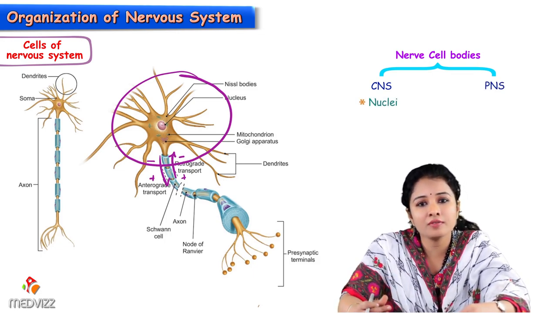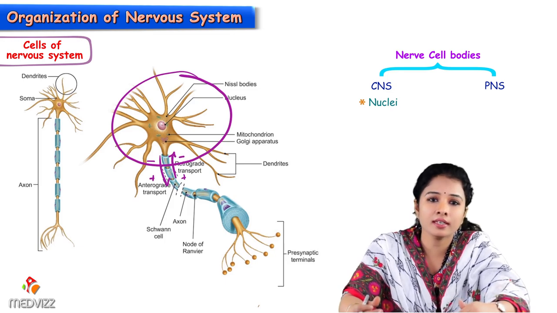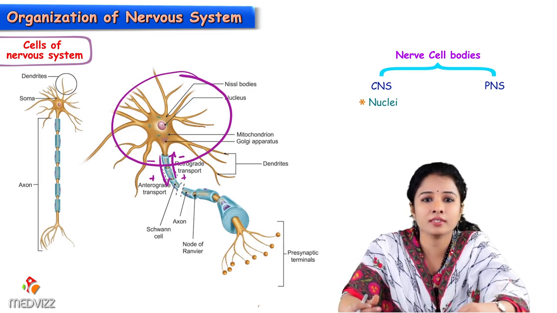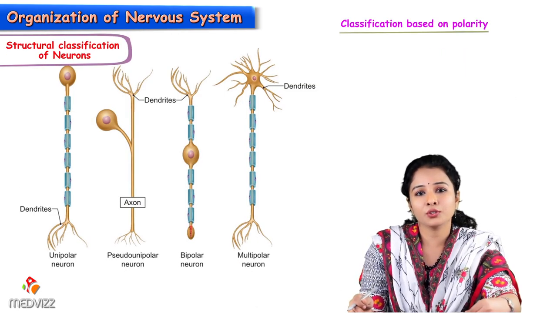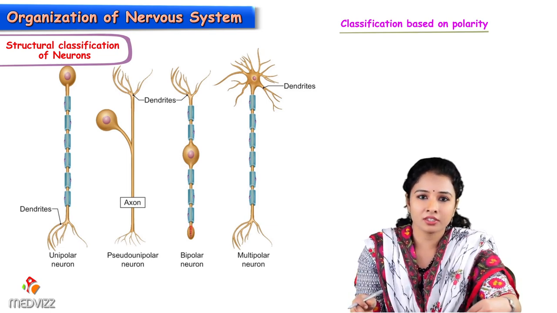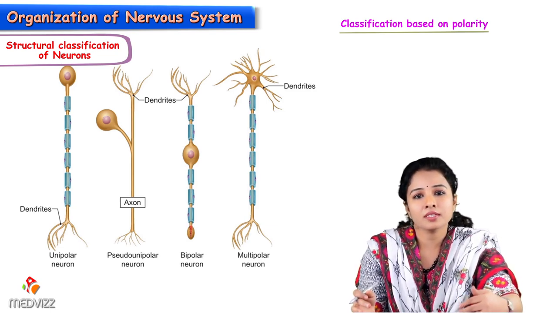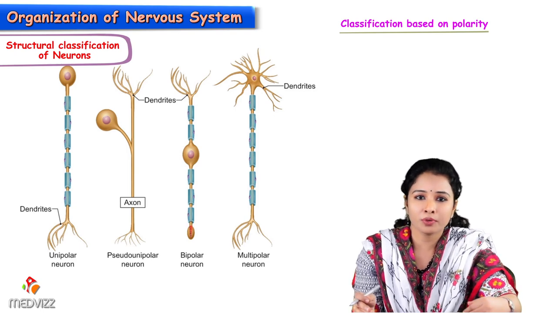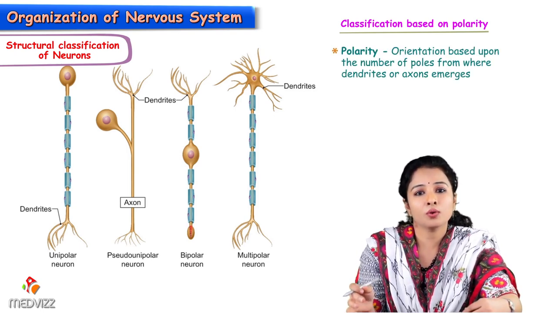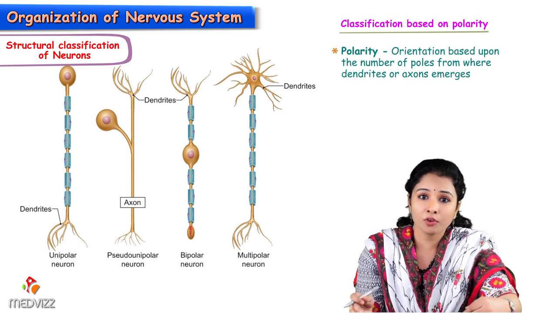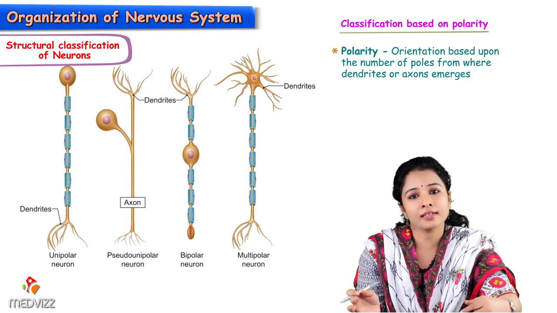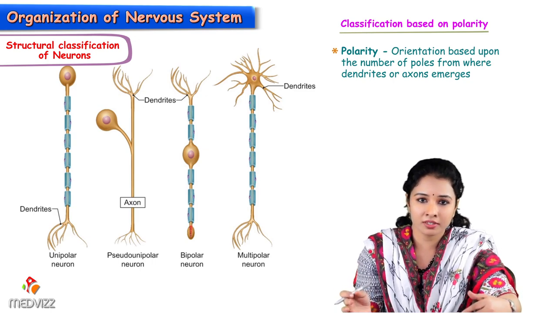And the group of nerve cell bodies outside the CNS, that is outside the central nervous system, in the peripheral nervous system, are called ganglia. Let's classify the neurons based upon their structure. Here is the first classification, based upon the polarity. Polarity is the orientation based upon the number of poles from where the dendrites or axon emerges.